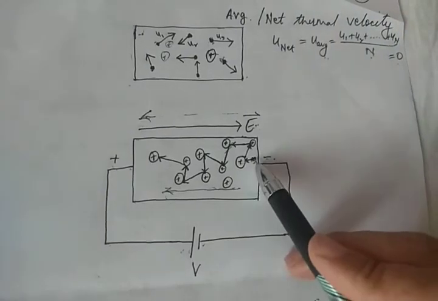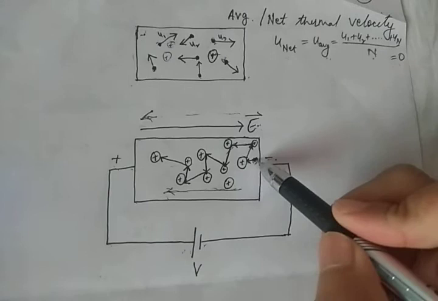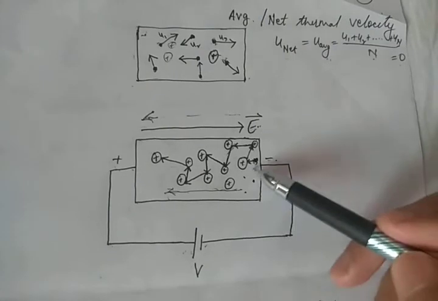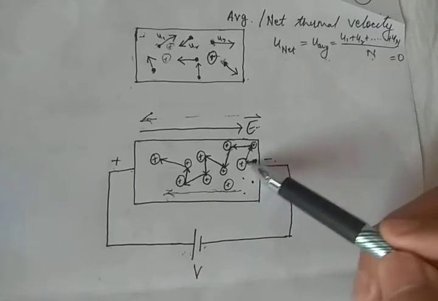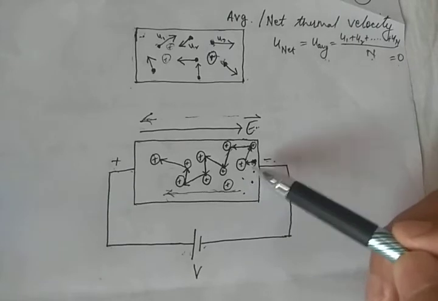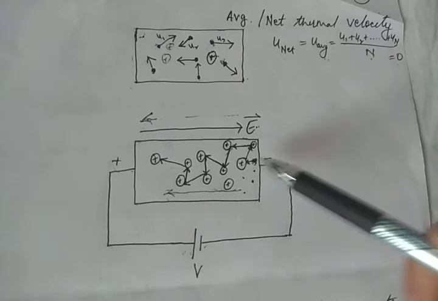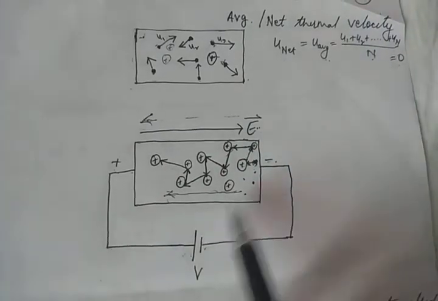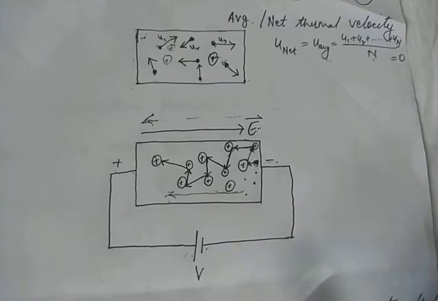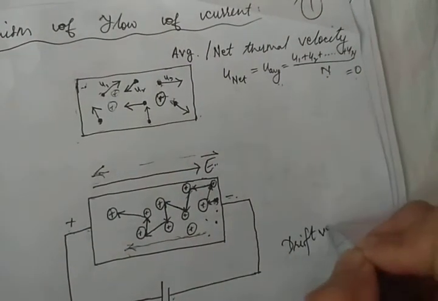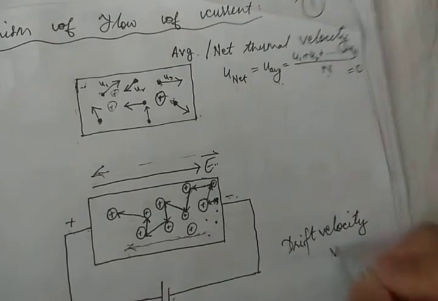Now here I have only shown one electron, but the same story is true for other free electrons as well. There are millions of free electrons inside a conductor. The same story as that of this electron is true for the other free electrons also. They undergo a lot of collisions and get drifted in all possible directions, but effectively they move in this direction. So today we are going to talk about a concept called drift velocity, denoted by a small v, small d.